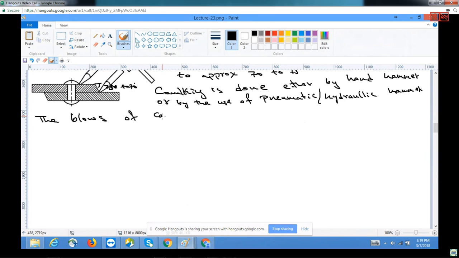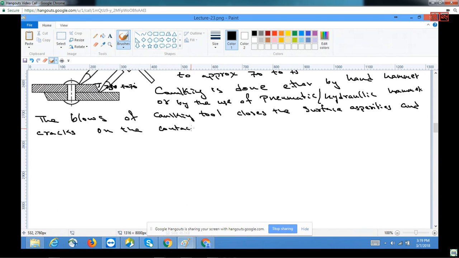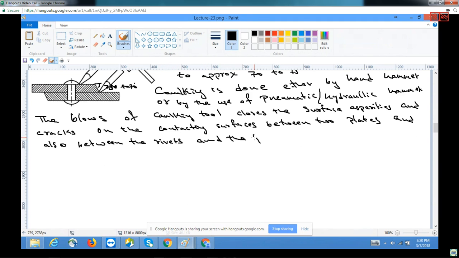The blows of the caulking tool close the surface asperities and cracks on the contacting surfaces between two plates and also between the rivet and the plates, resulting in a leak-proof joint.